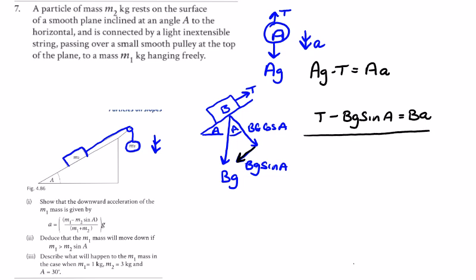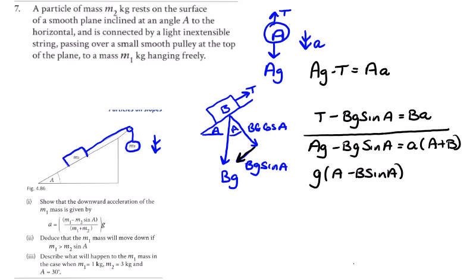Bringing these two equations together, our T's will disappear. So we're going to have AG minus BG sine A is equal to A times small a plus B times small a, or Aa plus Ba, but a times A plus B. And we're asked to show that acceleration is equal to something. So we have this G on the left. I'll factor that out first to get A minus B sine A equals, I'll leave the a there and divide by A plus B. And actually that looks like the answer that they were looking for.